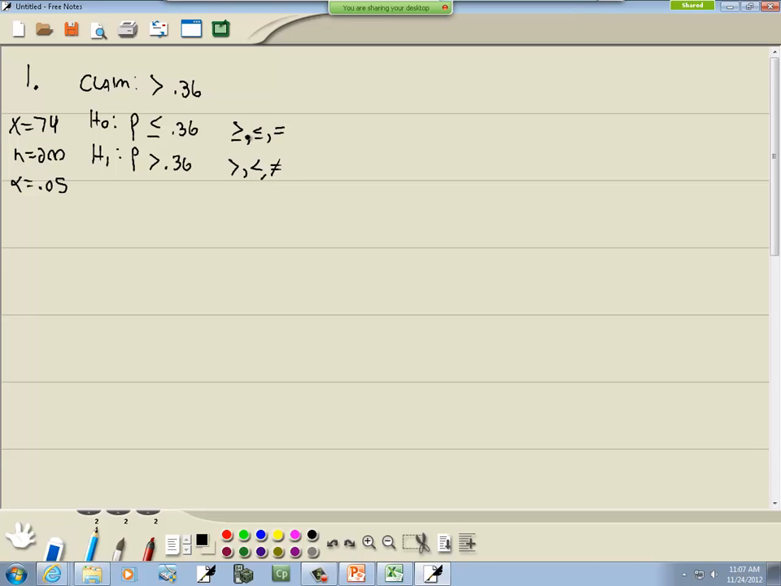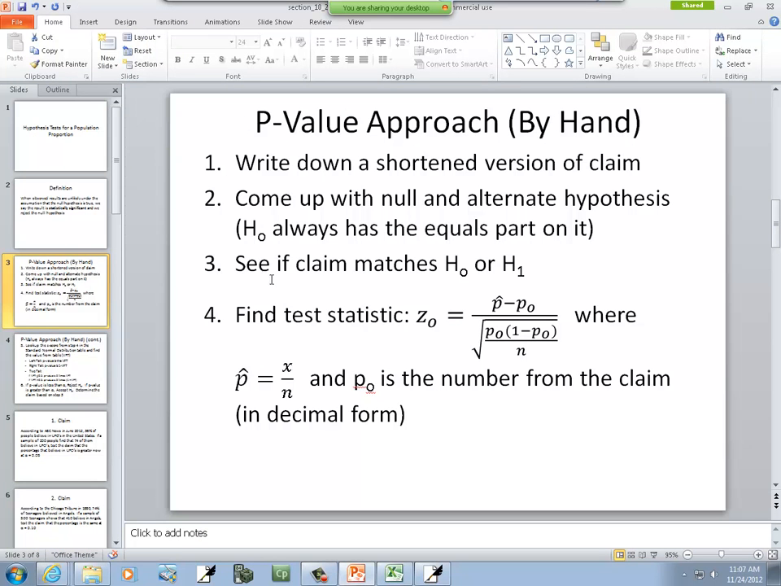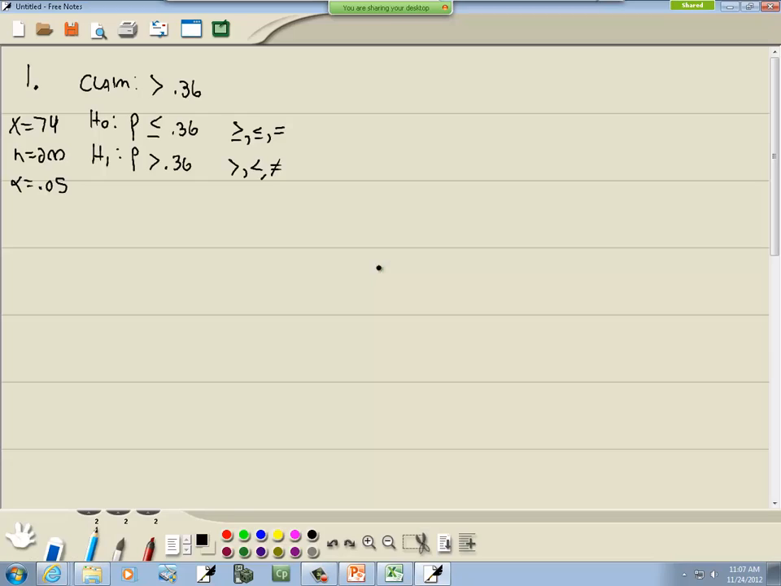Like if it said at least. Well, at least is greater than or equal to. So you'd have to reword it so it's not at least. You'd have to flip it to the opposite in your wording before you could even do the claim process. Anyway, I'll quit whining. Let's see if the claim matches H0 or H1.